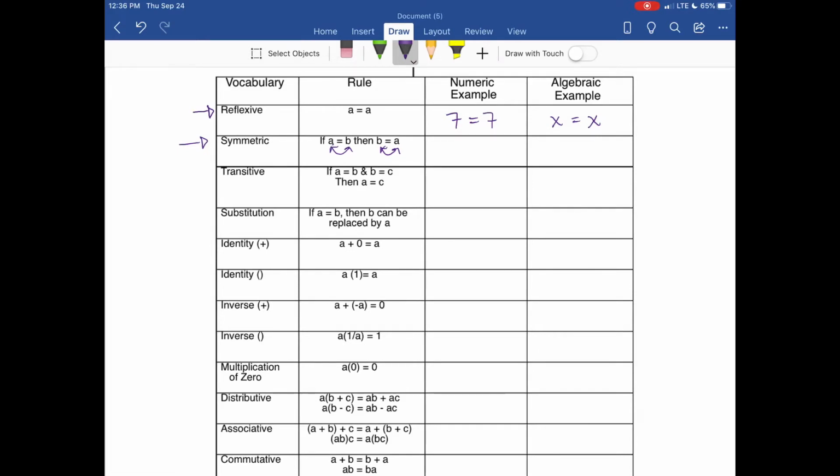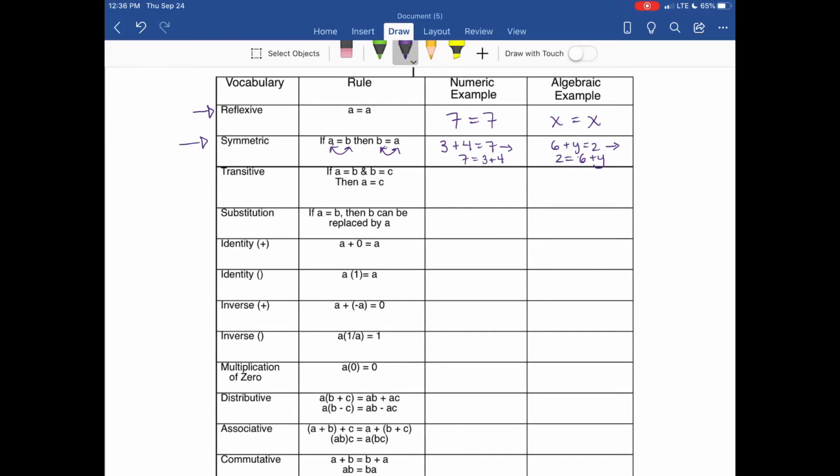So mathematically, we could say something along the lines of, if 3 plus 4 is 7, then what else must be true? 7 must equal 3 plus 4. And that's our symmetric property. For an algebraic example, we could say 6 plus y equals 2 is an equivalent statement to 2 equals 6 plus y.